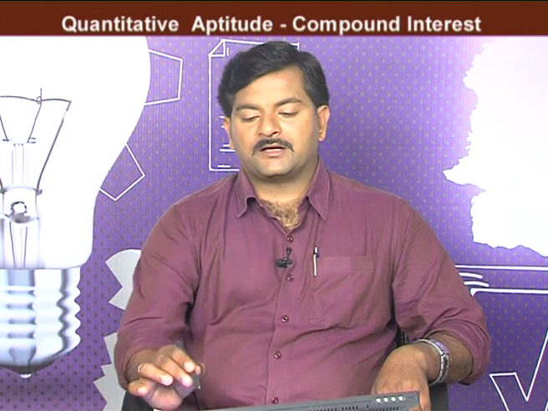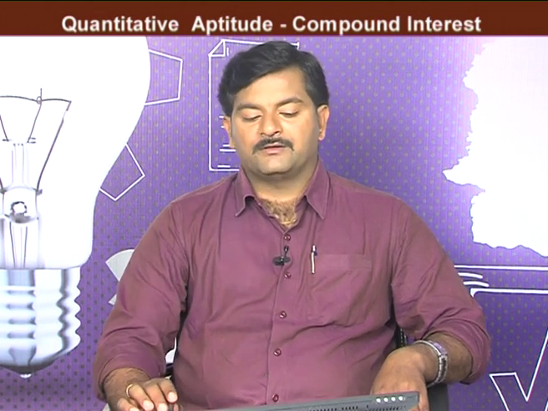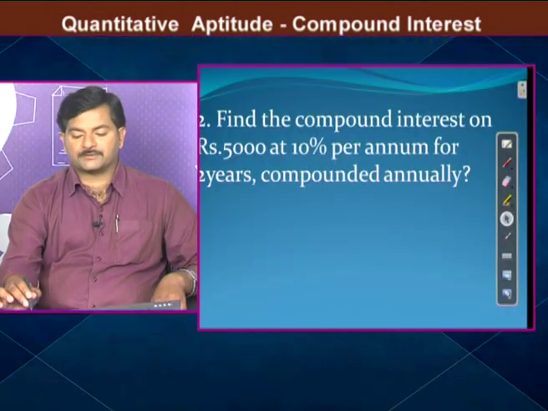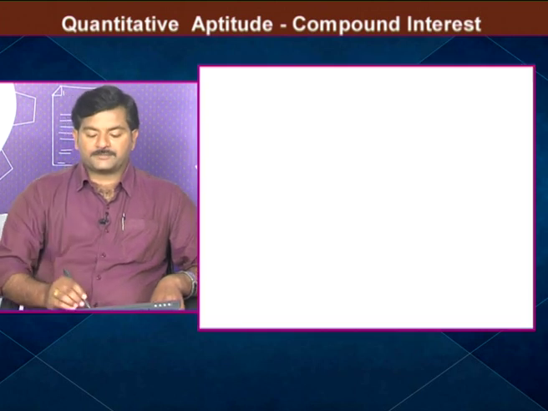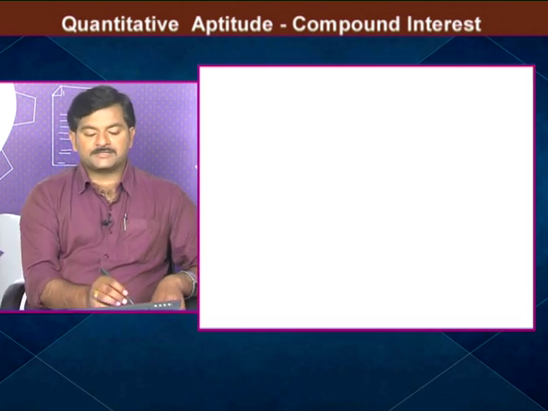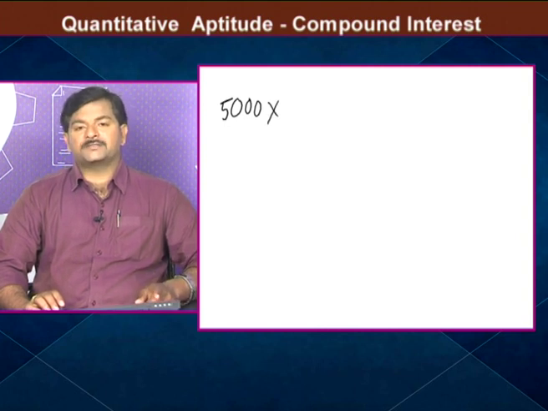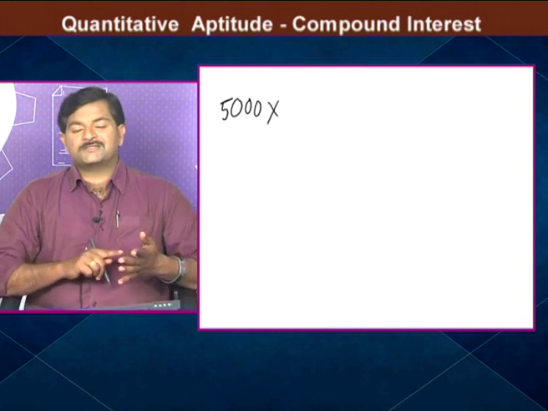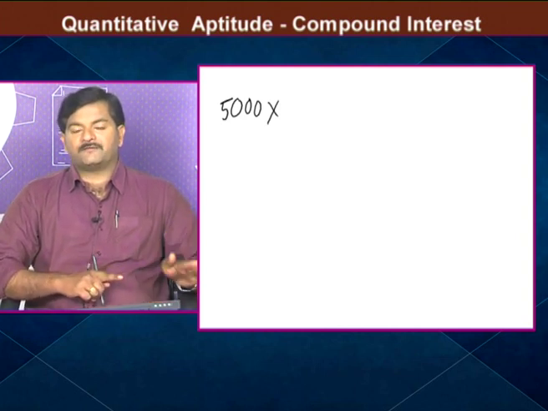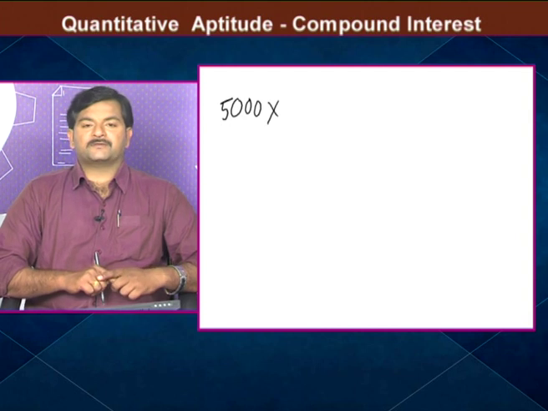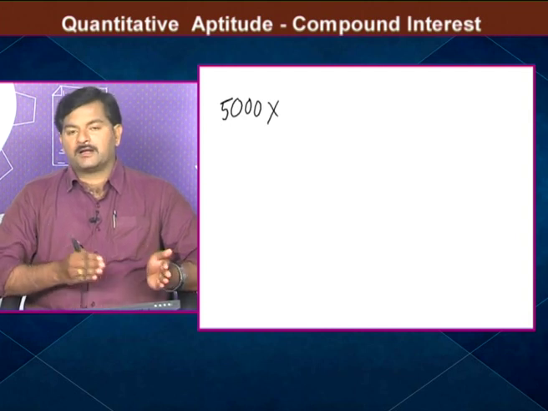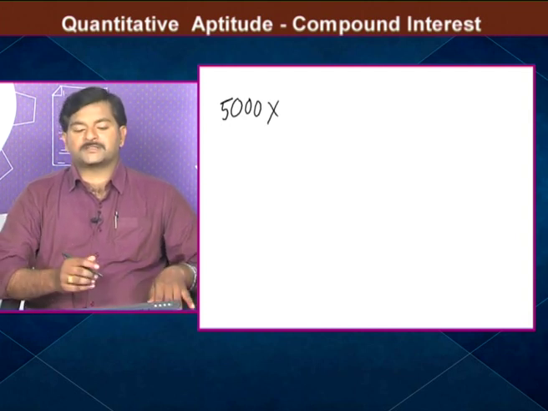Okay, and we'll take the values he gave. So the P value is 5,000. Rate of interest, how much did he give? 10%. And he asked to find it for how many years? 2 years. Since 10% is the rate of interest, for every 100 rupees, 10 rupees interest. What could be my amount? 100 plus 10, 110 percentage.